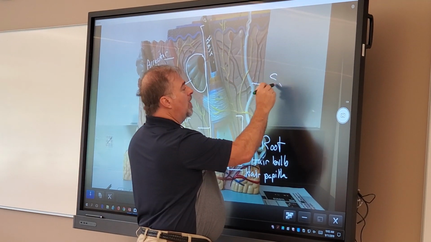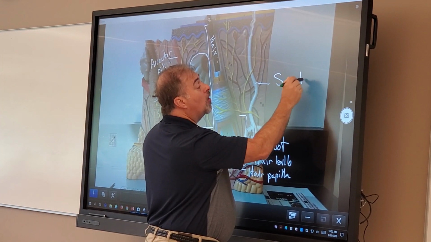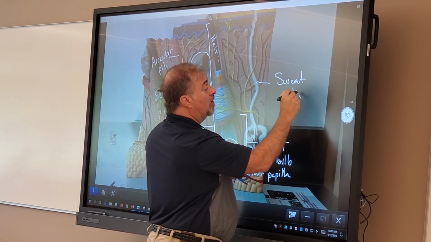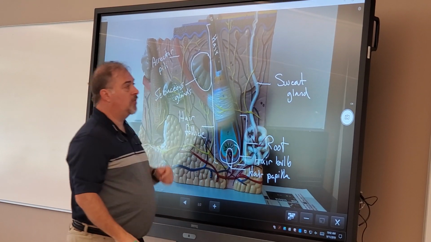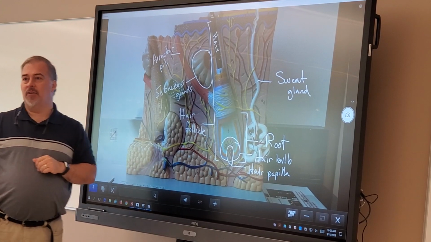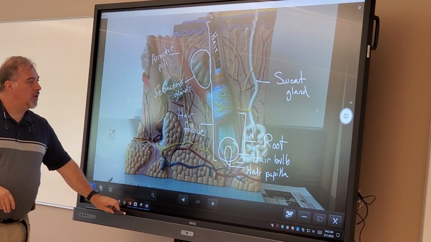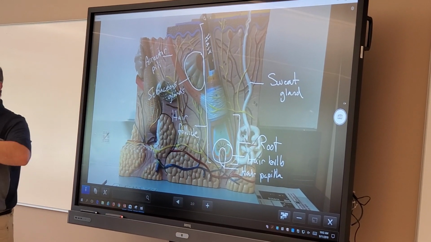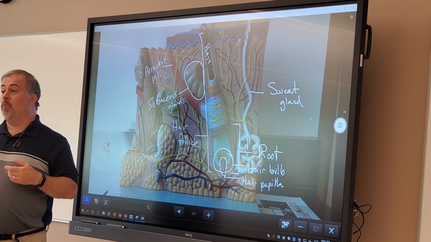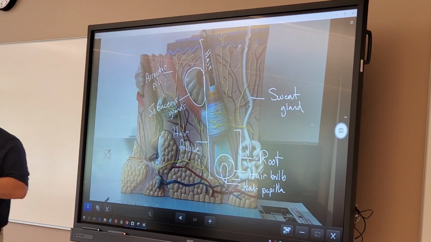So here is a sweat gland, and I'm okay with you calling it a sweat gland. You don't have to use the technical term. This is actually an eccrine sweat gland, E-C-C-R-I-N-E. Just think about sweat glands: they secrete an aqueous solution, so not oils, but water. Sweat glands are located just about everywhere.